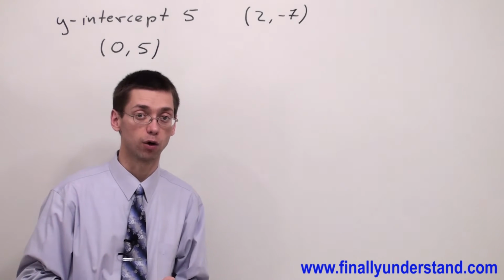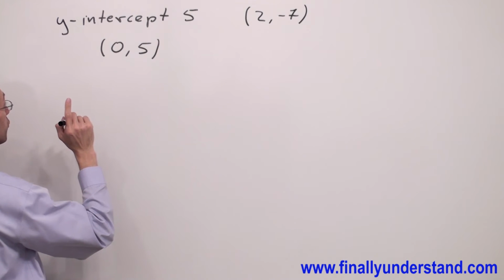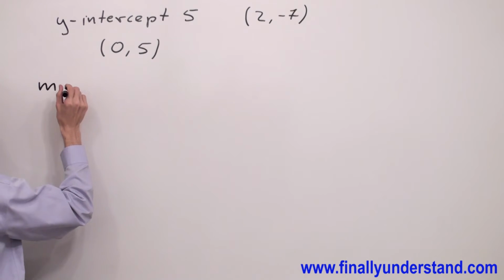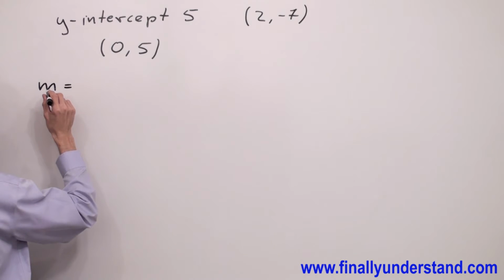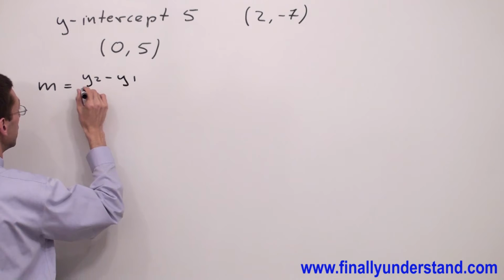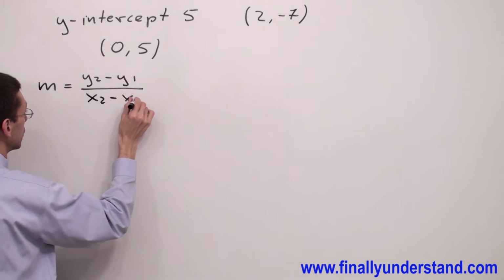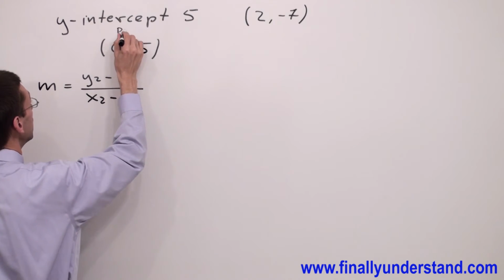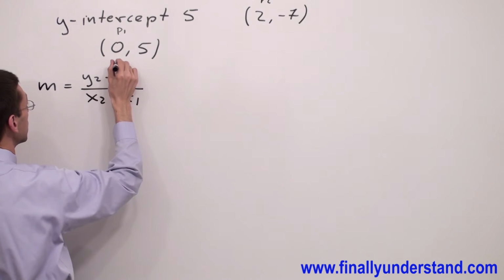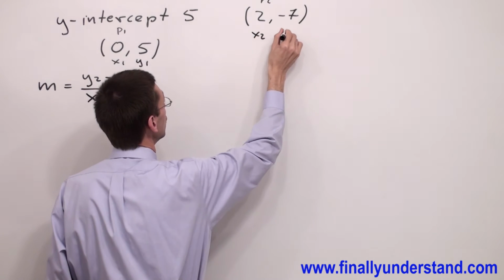If you want to find the equation of the line which passes through these 2 points, you have to find the slope first. You have to write the formula for slope first. M is equal to y2 minus y1 over x2 minus x1. And let's say this is my point 1 and this is my point 2. Okay, so this is my x1, y1, x2, y2.